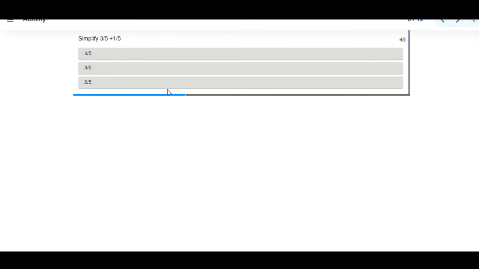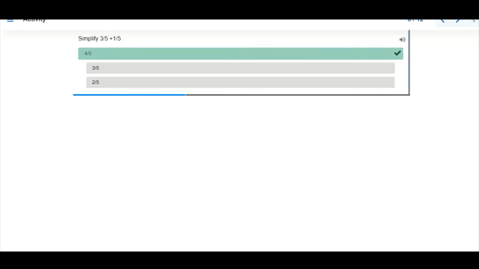Okay, quickly let's solve this together. Simplify 3 over 5 plus 1 over 5. What's the answer? We have a common denominator, so we are adding the numerators. 3 plus 1 is what? 4. Then we have a common denominator of 5, so the answer should be 4 over 5. Let's check. Fine, we are right.